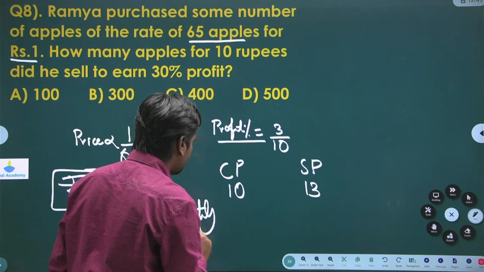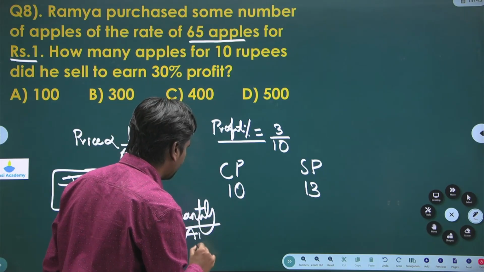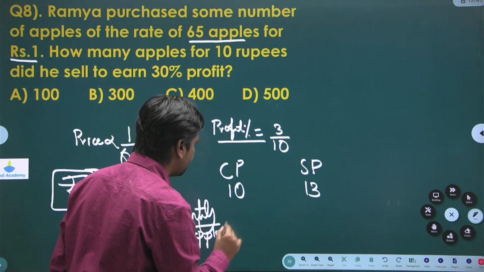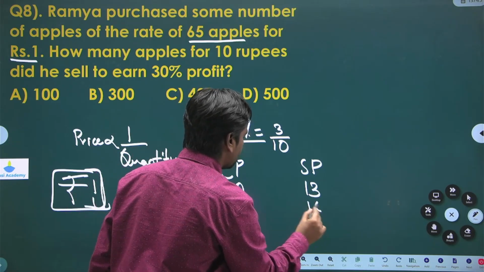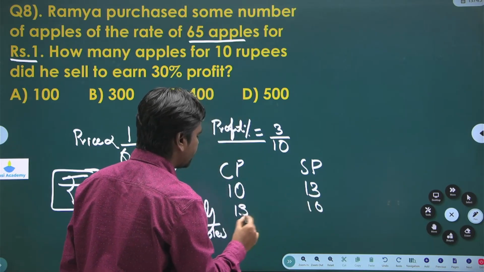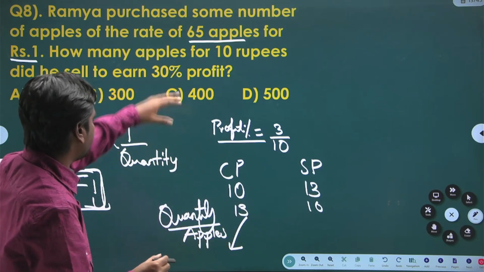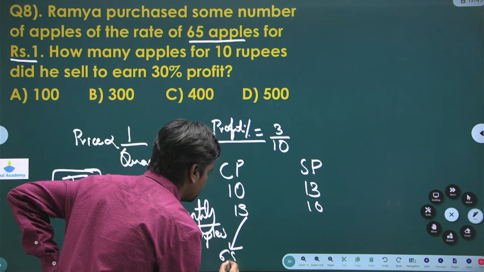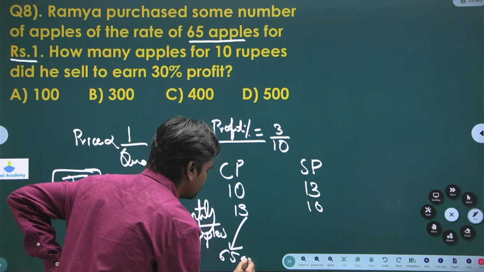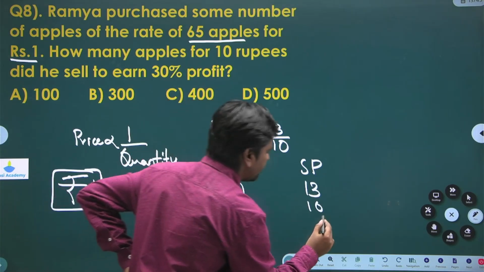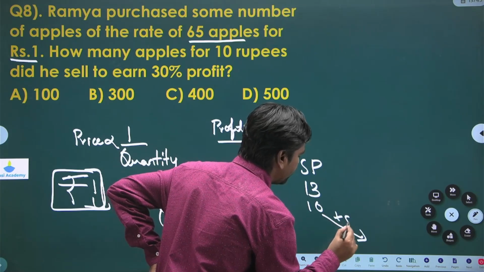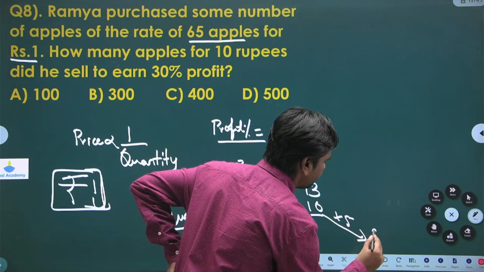So the quantity, that is apples, will be in the ratio of 13:10. So how much is he buying? 65 apples. So 13 units represent 65 apples, so each unit represents 5 apples. Then here he is selling 10 units, so 50 apples.